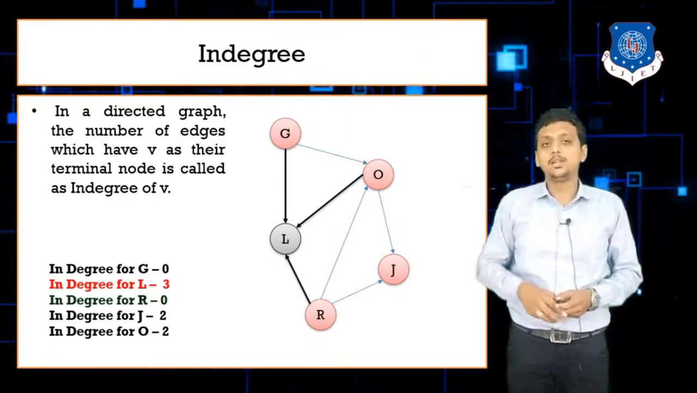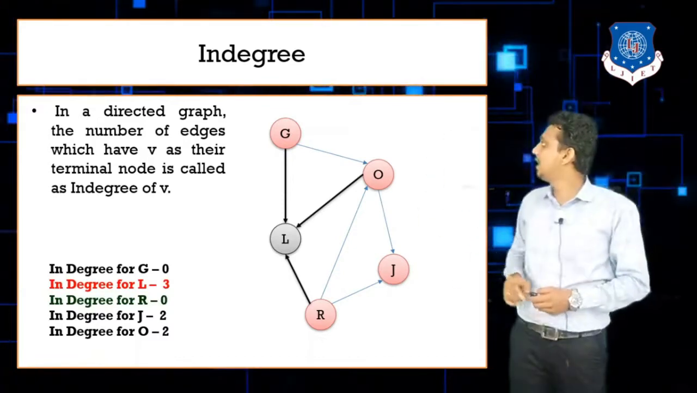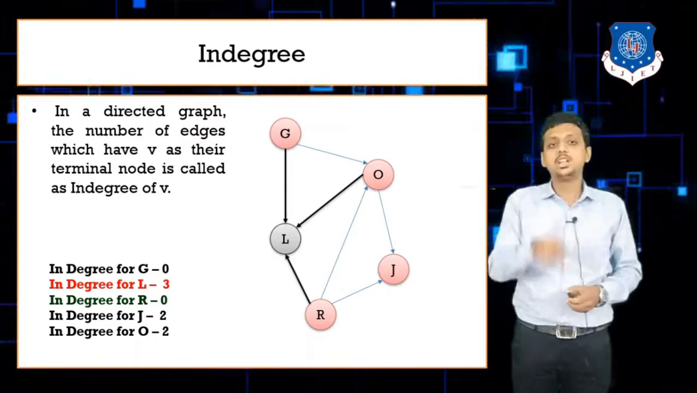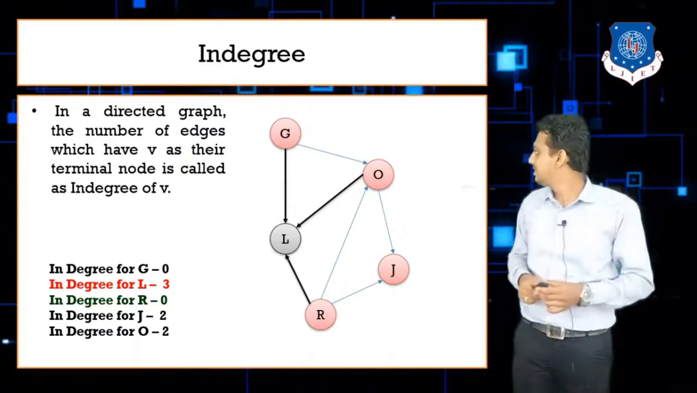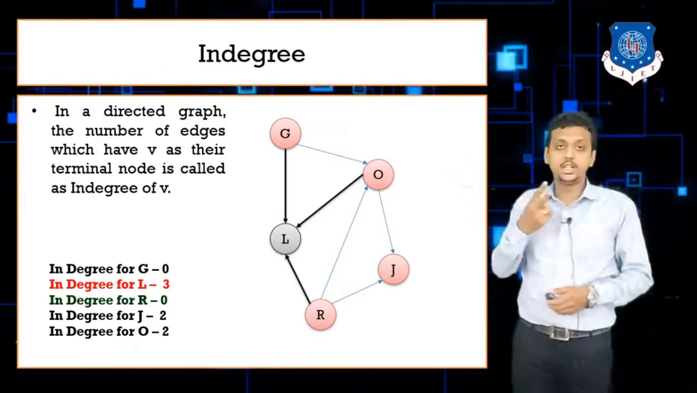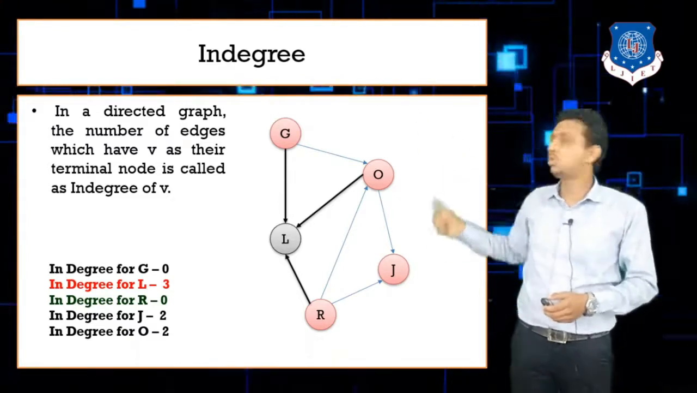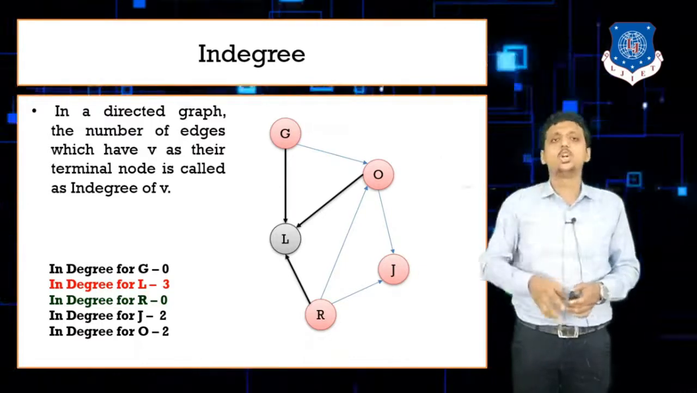Okay, so now tell me how many in degrees for node G? See, is there any in degree for node G? No. So that means the in degree for node G is 0. Okay, in degree for node O, 2 in degrees: G2O and R2O. So there are 2 in degrees for node O.